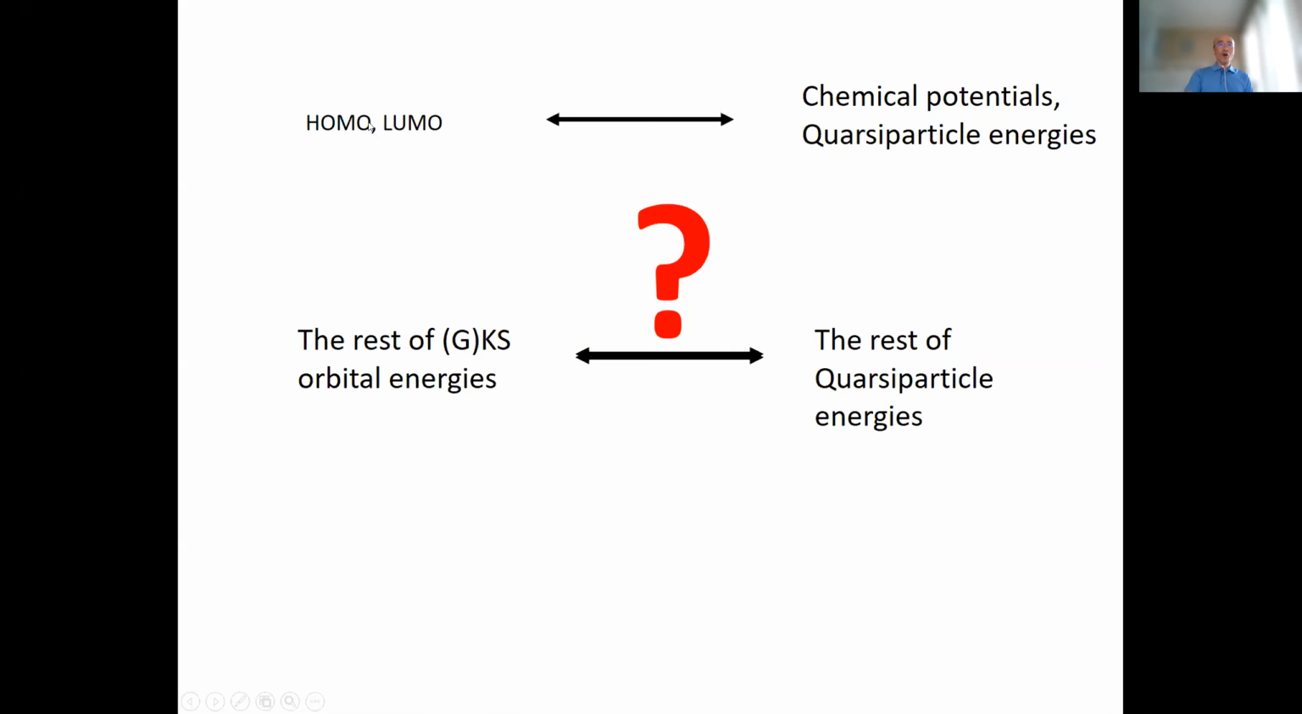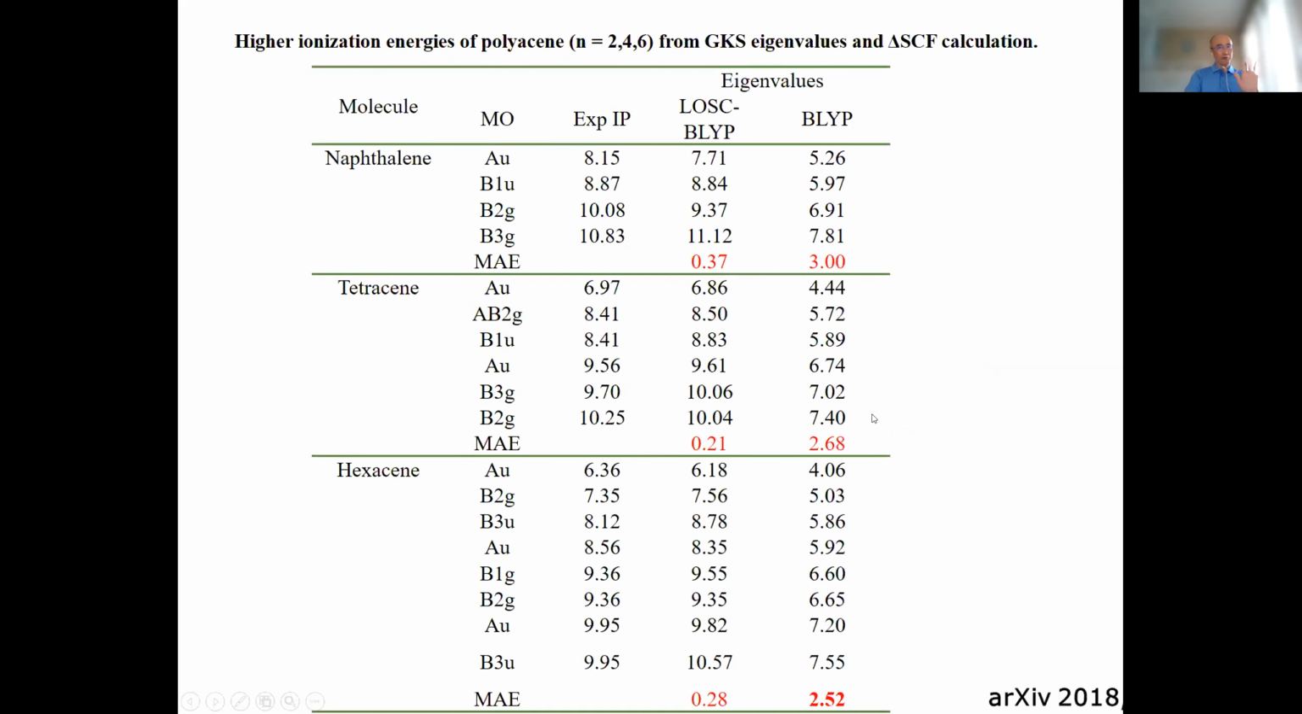So with HOMO-LUMO approximating quasi-particle energy, we just extend that to the rest of the orbital energies, the Kohn-Sham orbital energies, and make them the rest of the quasi-particle energies. That's the extension we're making. There's currently no rigorous theory for that. The extension result is very good, just as good as HOMO and LUMO.